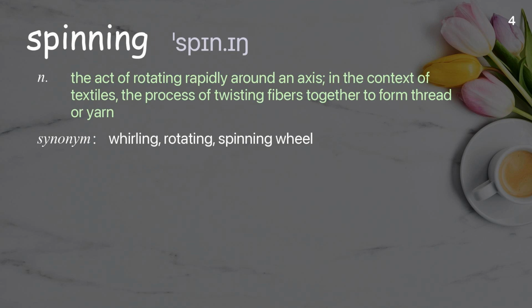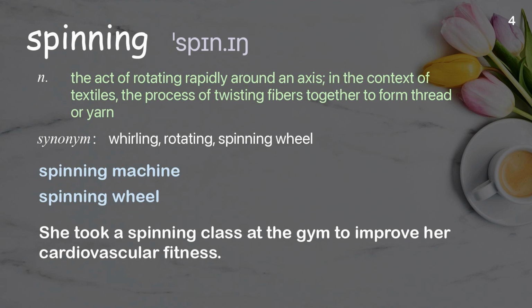Spinning. The act of rotating rapidly around an axis. In the context of textiles, the process of twisting fibers together to form thread or yarn. Examples: Spinning machine. Spinning wheel. She took a spinning class at the gym to improve her cardiovascular fitness.